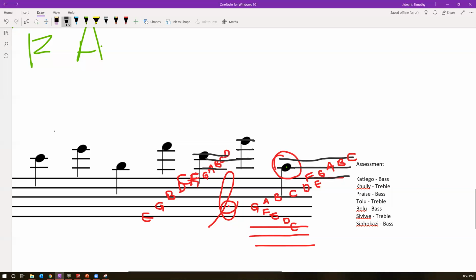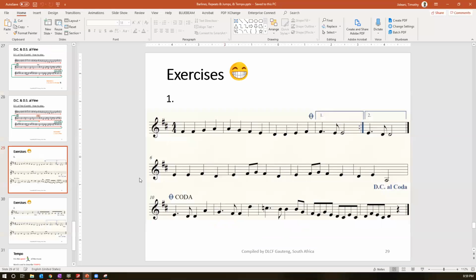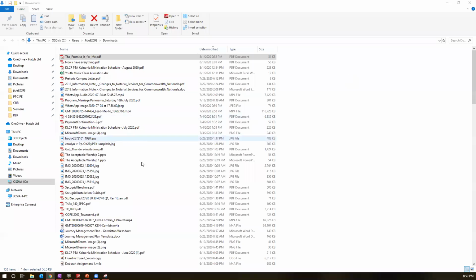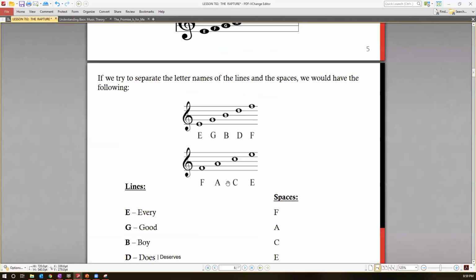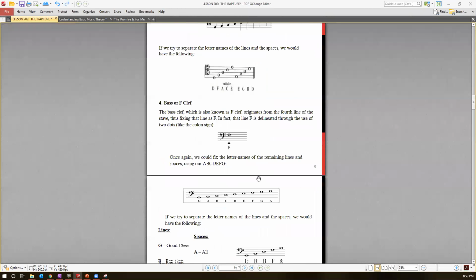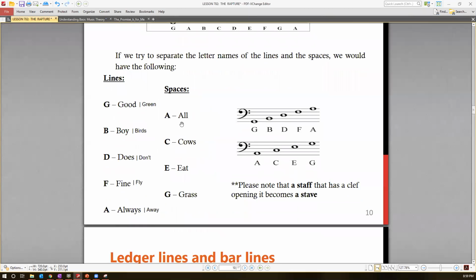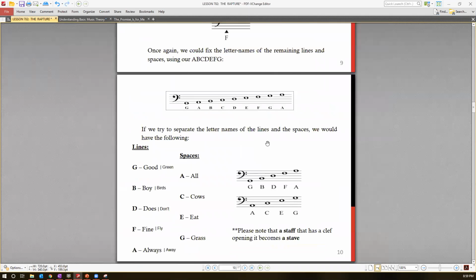Yes, exactly. So it's the same thing, but remember the bass clef is different. That's the mnemonic for the treble clef. And our bass clef is different. For the bass clef, we have All Cows Eat Grass for the spaces, and then for the lines, Every Good Green Birds Don't Fly Away, or Good Boys Do Fine Always. I hope this was helpful.